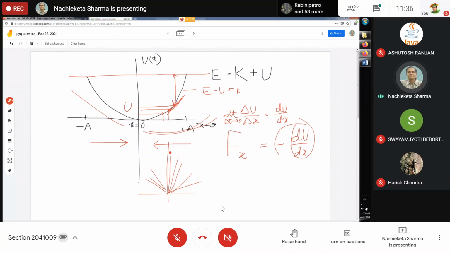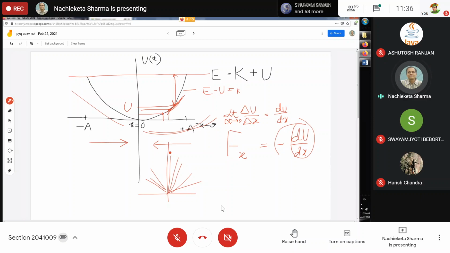That means the force will always act towards the equilibrium position. That is what I have told you, because the elasticity has the tendency to bring back the body to its equilibrium position. So when x is negative, the slope is negative, and Fx is positive, and again directed towards the origin.